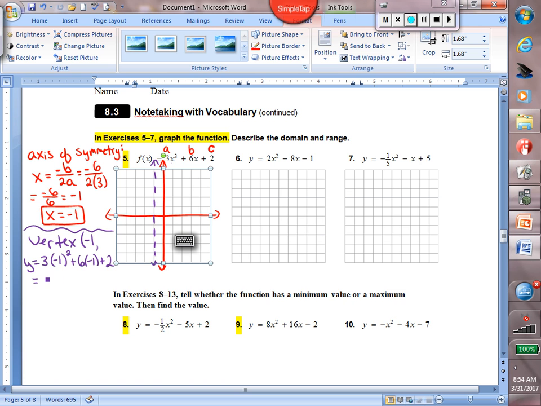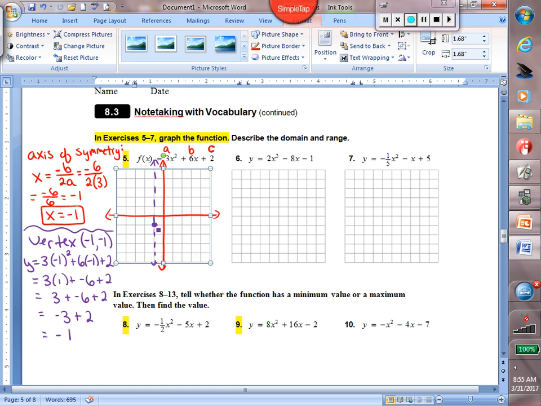Let's do a little computation. Negative 1 squared is 1. 6 times negative 1 is negative 6. And then we just have our 2. 3 times 1 is 3. 3 plus negative 6 is negative 3, plus 2. And it turns out in this case that our y value actually comes out to be negative 1 as well. So my vertex is at negative 1, negative 1.